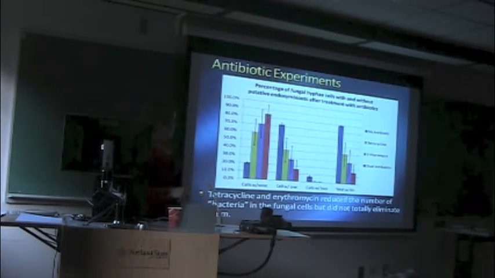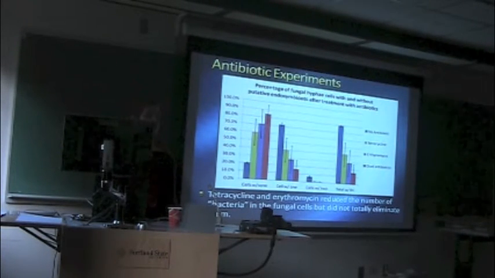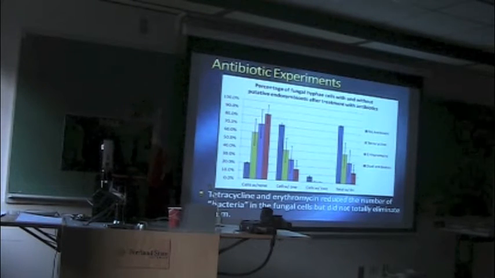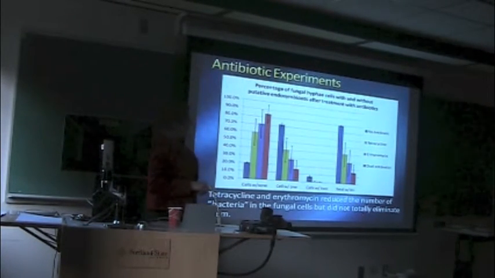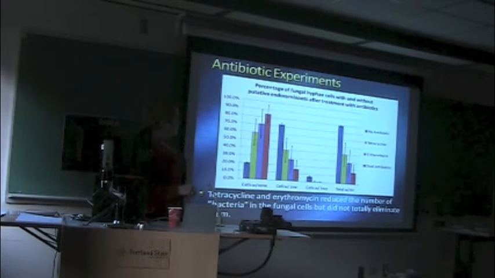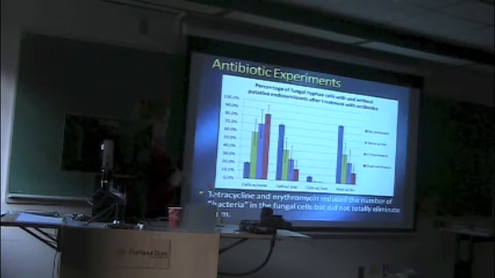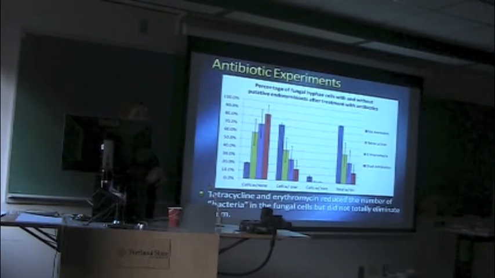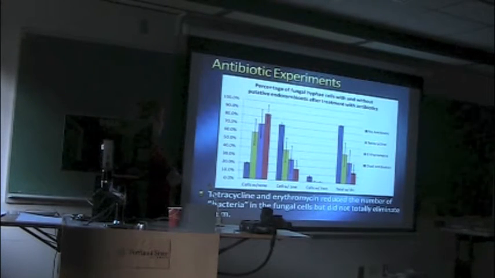So what you'll notice is without antibiotic, almost 80% of these cells are carrying some kind of moving body, 1 or more, mostly 1, but sometimes 2. When we exposed them to tetracycline and erythromycin, or both antibiotics, there was a reduction in the number of moving bodies that we saw, so a reduction in the number of bacteria. So this told us that this was working.